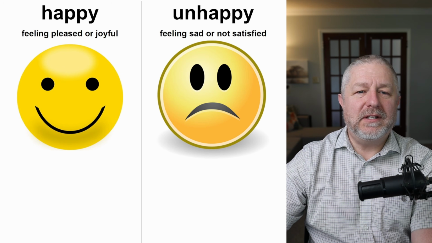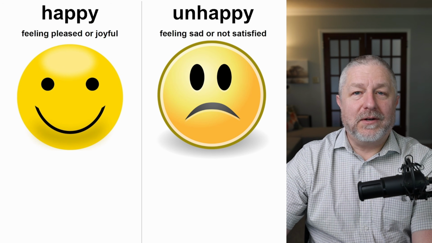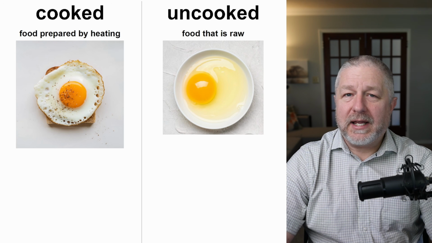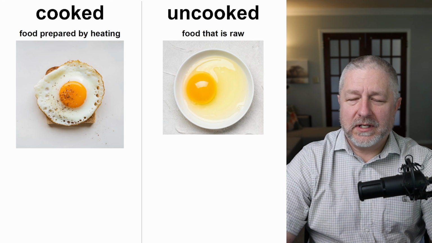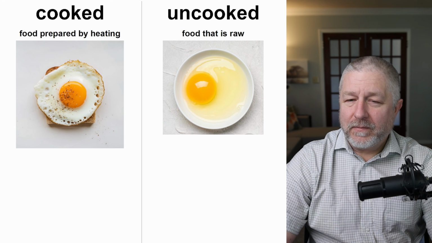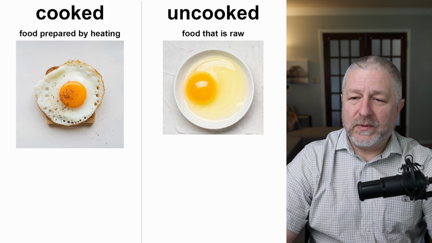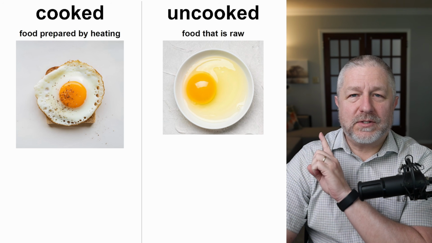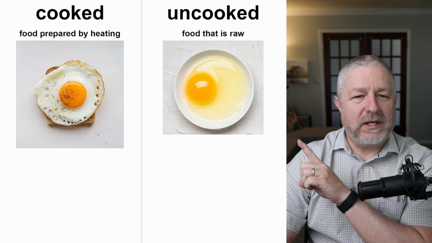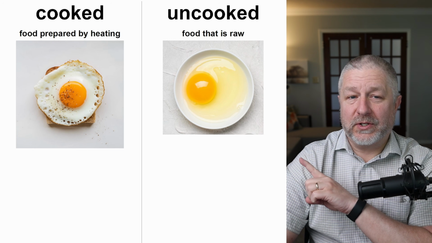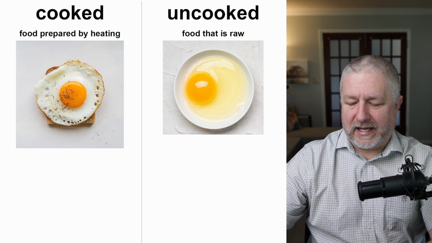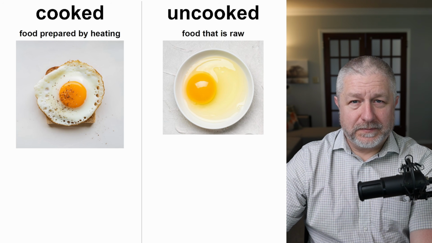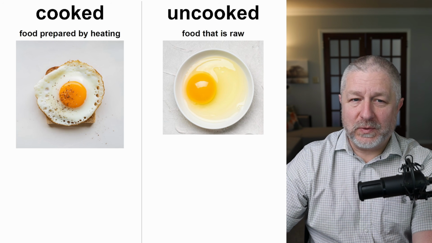So happy, feeling pleased or joyful. Unhappy, feeling sad or not satisfied. Cooked and uncooked. Food prepared by heating is cooked, so that egg is cooked. We might also say it's fried. Uncooked, food that is raw, food that is uncooked. So this egg closest to me is uncooked. It's raw. It needs to be cooked before you eat it. And then the far egg under the word cooked is an egg that has been cooked and is ready to eat. Some food does need to be cooked in order to be safe to eat.